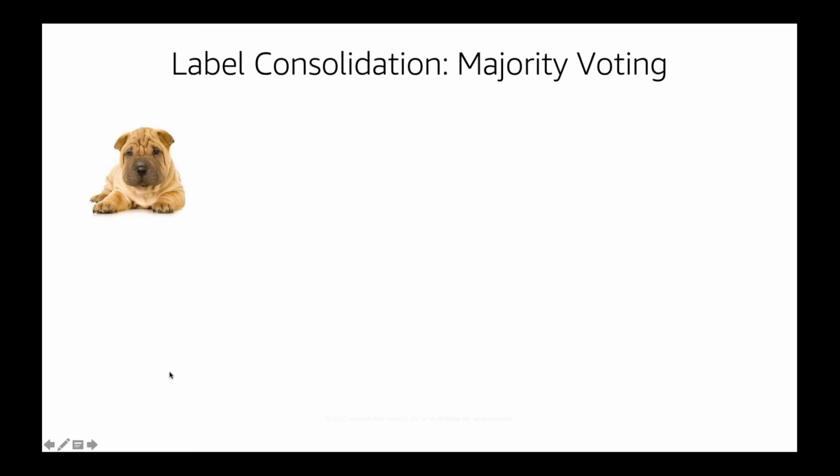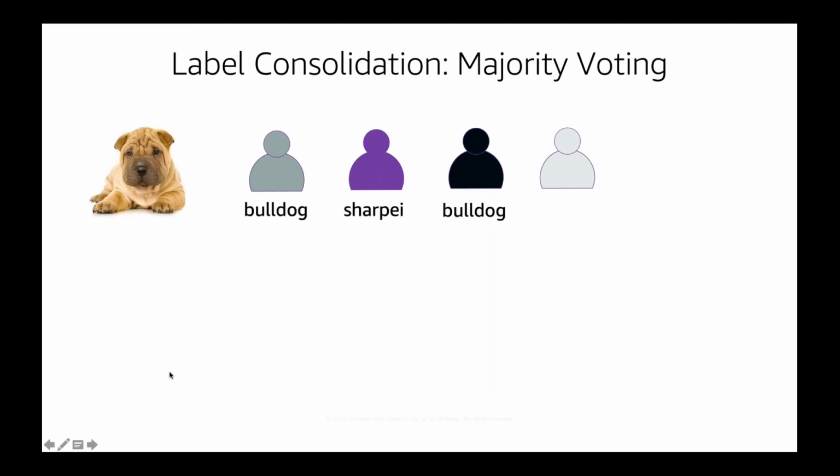So to get that accuracy, first, what a lot of our customers do is majority voting, and this is not accurate, right? So for example, in this use case here, you want to label this dog. You have 4 labelers here. 3 out of these 4 labelers say it's a bulldog, but it's actually a Shar-Pei, right? So in this case, you get a bulldog as the answer, but this is not the right answer, and this will train an incorrect model.